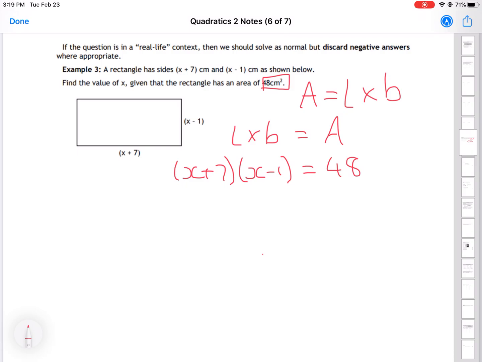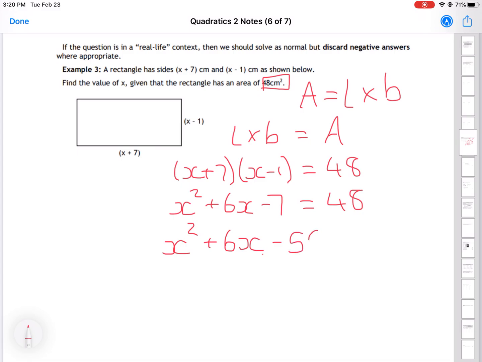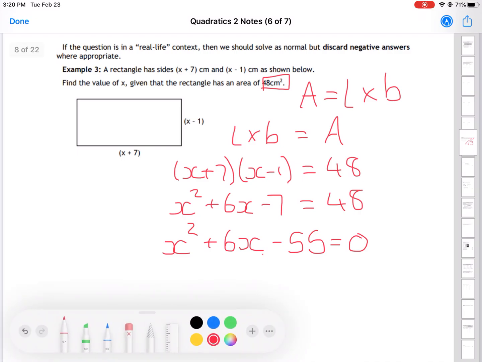So I multiply out the two brackets on the left hand side, giving x squared plus 6x minus 7. That equals 48. I then have to take the 48 away from both sides to leave x squared plus 6x minus, so we've got minus 7, take away another 48, we will get minus 55 equal to 0. From here then we can do what we did previously with the last example.